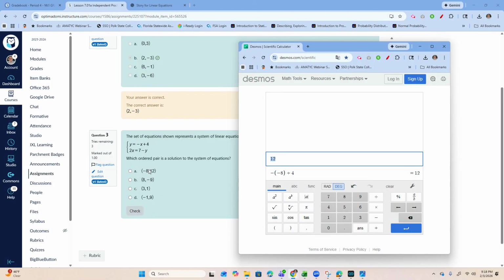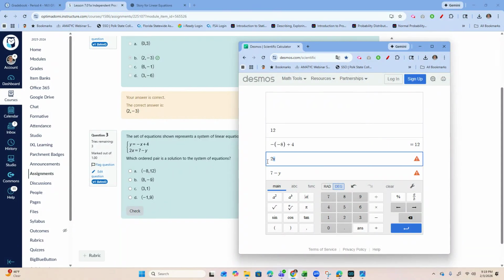Now I'm going to test the same pair with the second equation. So I'm going to get a new line here. And now I'm going to type 2x, because that's what I have before the equal. And in a new line, I'm going to type 7 minus y. And I'm going to do the same thing I did with the first equation. I'm still with the first pair.